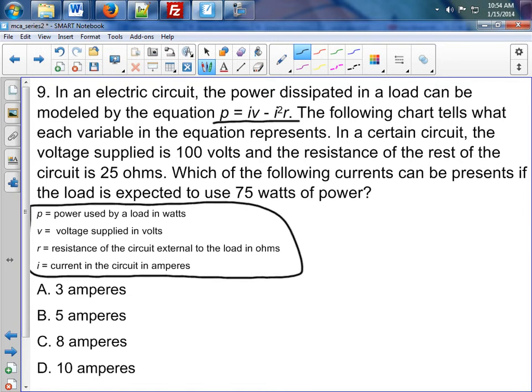In a certain circuit, the voltage supplied is 100 volts. The resistance of the rest of the circuit is 25 ohms. Which of the following currents can be present if the load is expected to be 75 watts of power? What's the first thing we should do? Figure out the ohms. Well, I'm going to bring my formula down here.